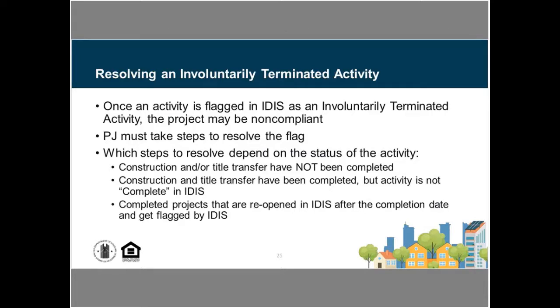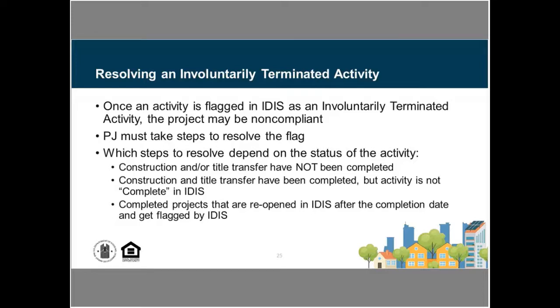So once that flag is in place, the project has been tagged as being non-compliant, and the PJ will then have to work to try to resolve what the issues were. We're going to go through a number of scenarios on this. So we could have projects where the construction or title transfers haven't been completed, and so the project has not met the definition of project completion. We could have projects where the construction was completed, it's a homebuyer project, that title has been transferred, but the activity has not yet been marked in IDIS as being completed.